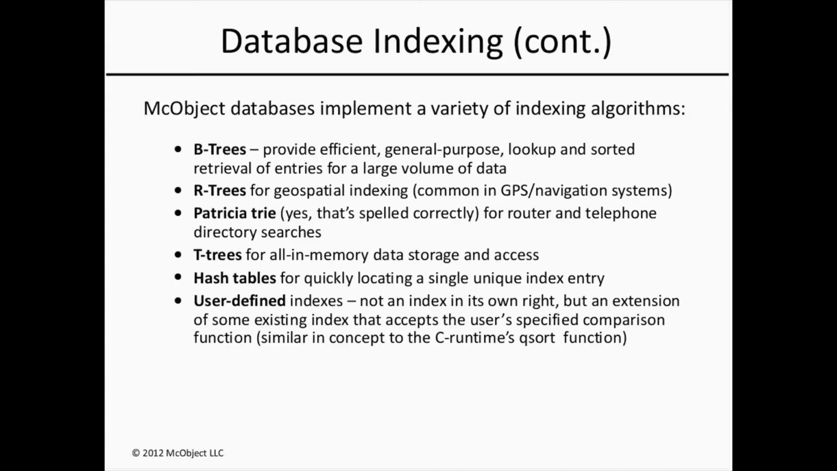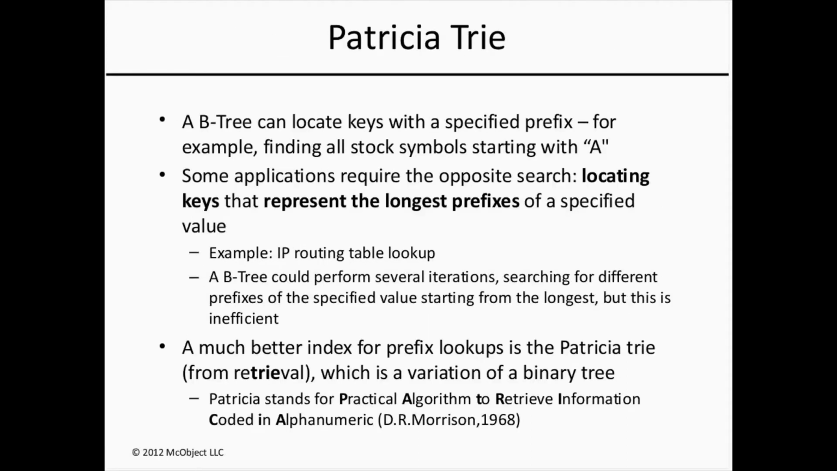Whereas the design goal of a B tree is to minimize I/O, the design goal of a T tree is to minimize memory use. Hash tables can quickly locate a single unique index entry. Hash indexes can be faster and use less memory than either of the types of tree indexes. And then custom indexes are B trees that allow the application to define the collating sequence or the sort order of the entries rather than defaulting to a simple lexicographical or numerical sorting. And we'll look at a couple of examples of where being able to control that comparison function could be useful. All right, moving on to the Patricia tree now.